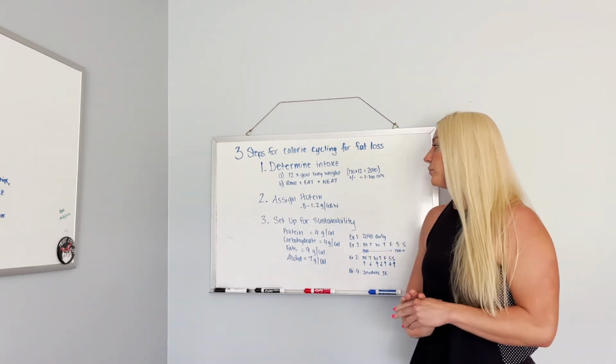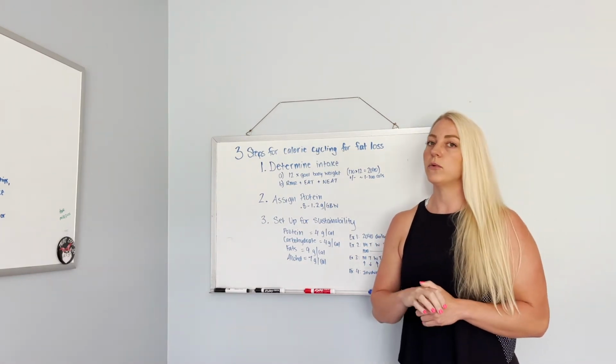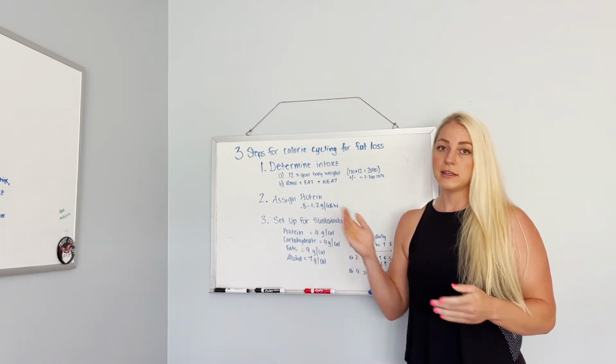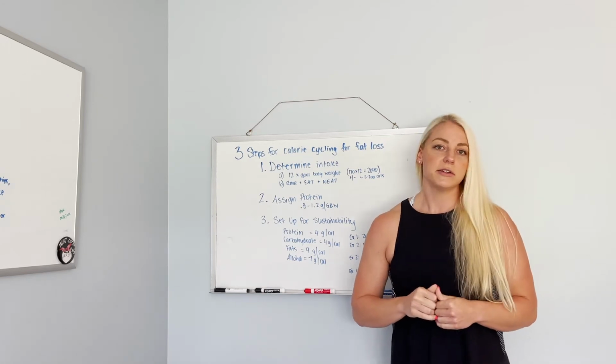So number 2, we want to assign a protein value. The best is going to be about 1 gram per pound of goal body weight. The equation is anywhere from 0.8 to 1.2 times your desired goal body weight. A couple of things I want to say about that.